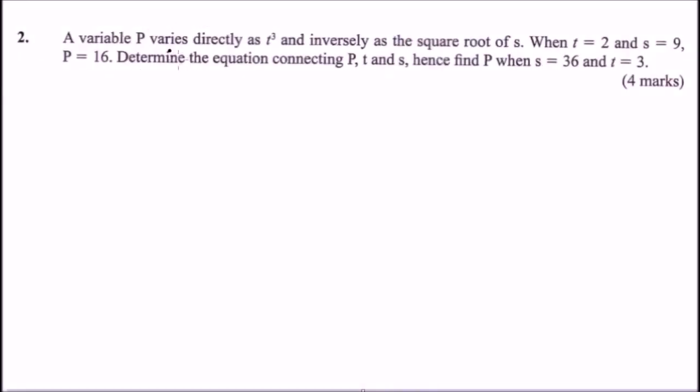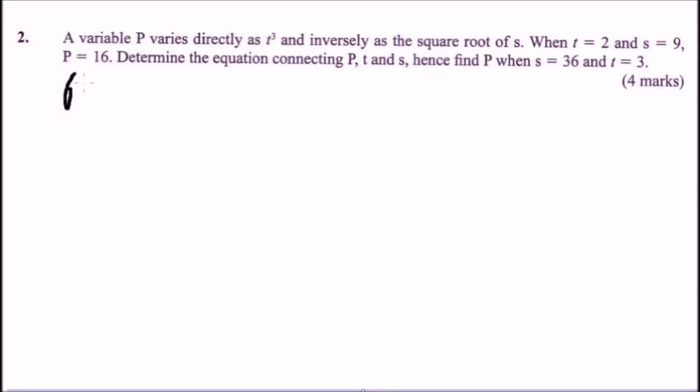And so this is 2018 Mathematics Paper 2, question number 2. It says a variable p varies directly as t cubed and inversely as the square root of s. When t is equal to 2, s is equal to 9, p is equal to 16. Determine the equation connecting p and t and s. Hence, find p when s is 36 and t is equal to 3. So this is how we start. We first of all write the relationship between p, t, and s.